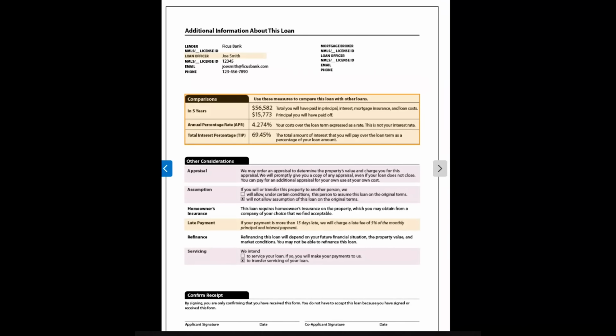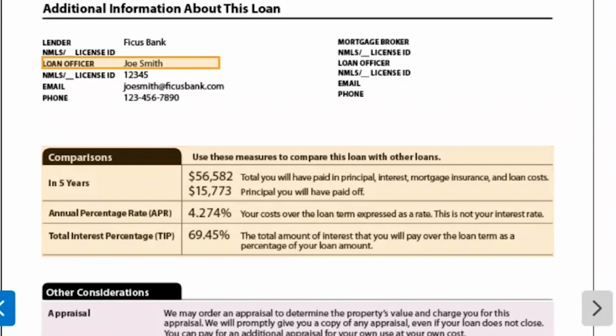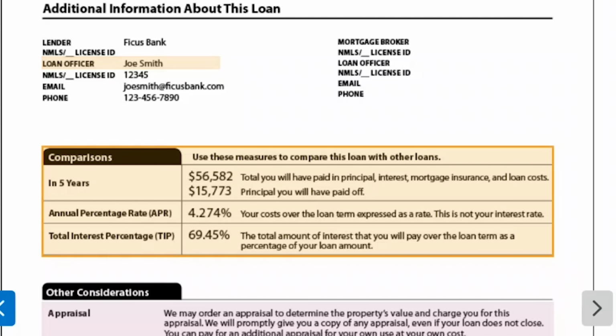So page 3 is just additional information about this loan. It has the lender's name, the loan officer's name, their license number, the email address and phone number. And then up in the top right corner would be if it's a mortgage broker. And then you drop down and it shows in 5 years, this is the total you would have paid in principal, interest, mortgage insurance, and loan costs. And the amount of principal would have been $15,773.